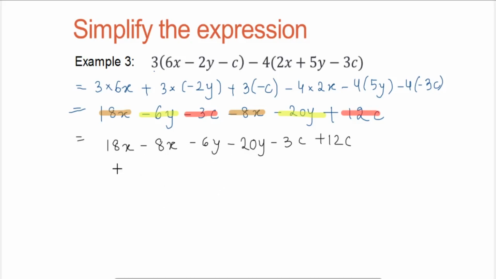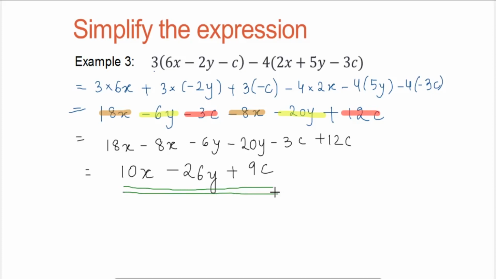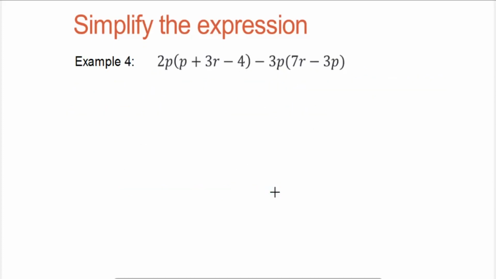Now, 18 minus 8 is positive 10x, minus 6 minus 20 is minus 26y, and minus 3c plus 12c is plus 9c. I cannot simplify this expression further, so this is the final answer or the simplified version of the given question. Let's solve one more question which is involving indices as well.